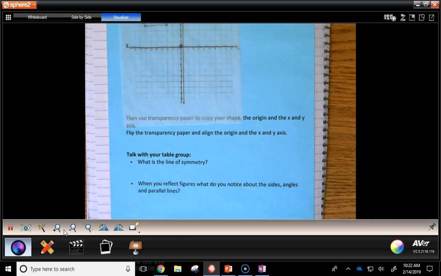Hey, if you're following instructions on this, we're learning about our reflections.